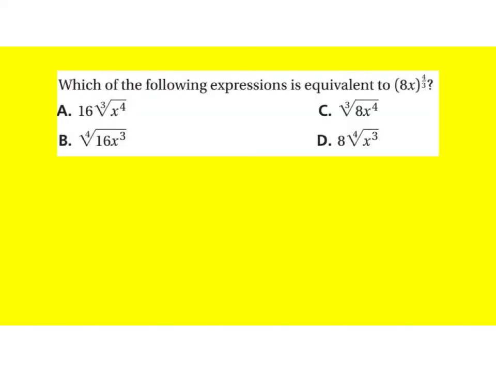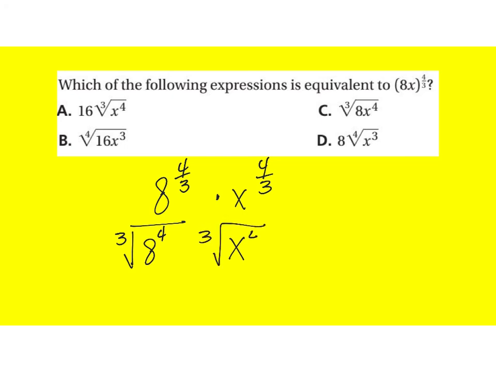All right, so here we're going to look at which of the following expressions is equivalent to 8x to the 4/3 power. So we would have 8 to the 4/3 times x to the 4/3. So what I'm doing here is I'm separating these two ideas, and what we need to realize is that they're both being raised to the exact same power. So if I were to write these, this would be 8 with an index of 3 and an exponent of 4, and this would be x with an index of 3 and an exponent of 4.